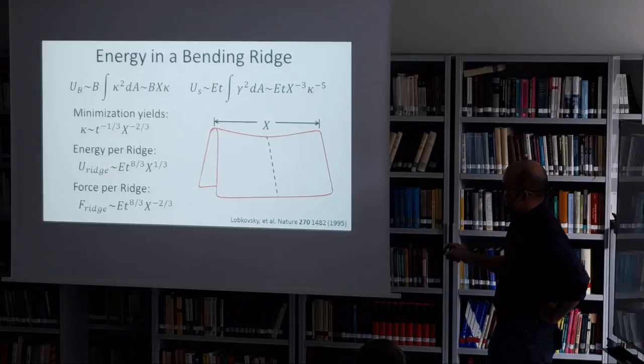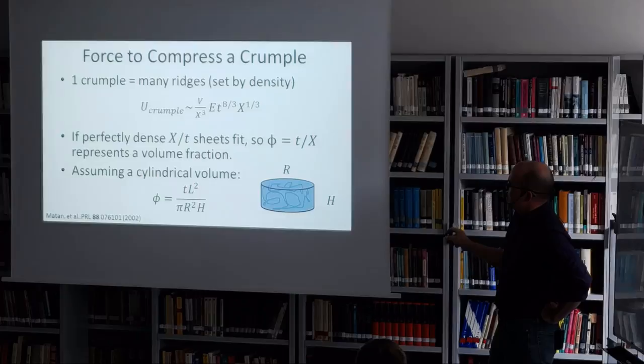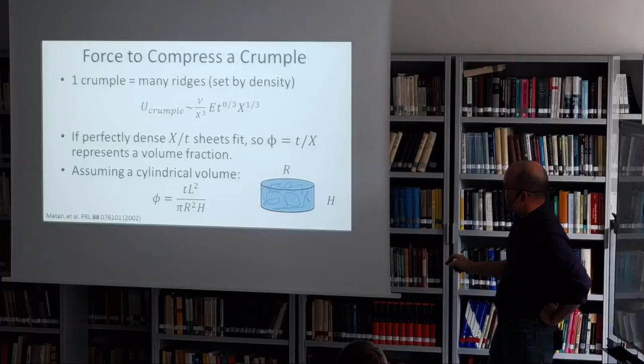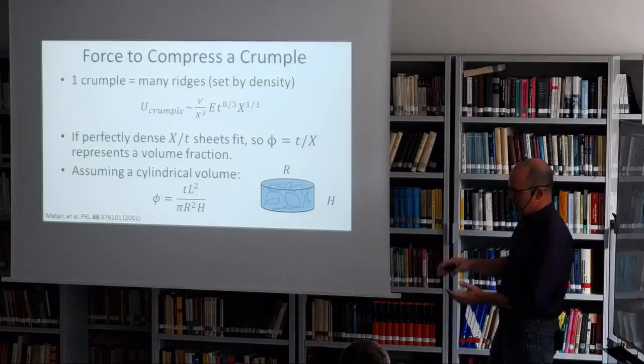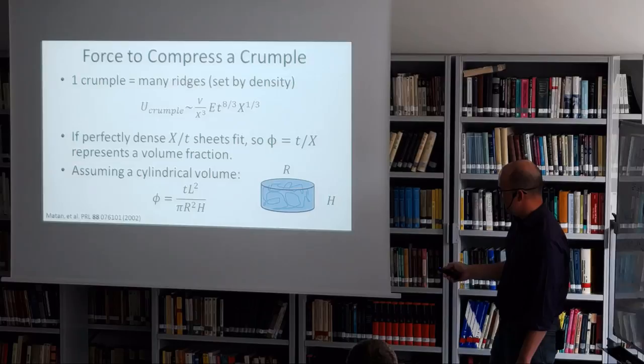Then what you have to do is estimate how many of those ridges per volume you have. And again, that requires you to do something like a density like this, which ideally would be the thickness of your sheet divided by the length of the ridges. And again, assuming we have sort of a cylindrical shape when we're compressing our crumple, you can do a bit of geometry and write that down like this as well.